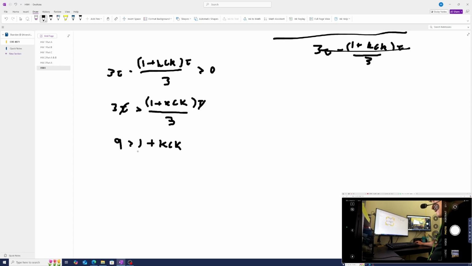We can then move our 1 over and divide by k, giving us 8 over k is greater than kc. So for our system, our k will be defined, meaning that our kc must be less than 8 over k in order for our process to be stable. Now the next thing we'll do is go to Python in order to see if our analysis is correct.